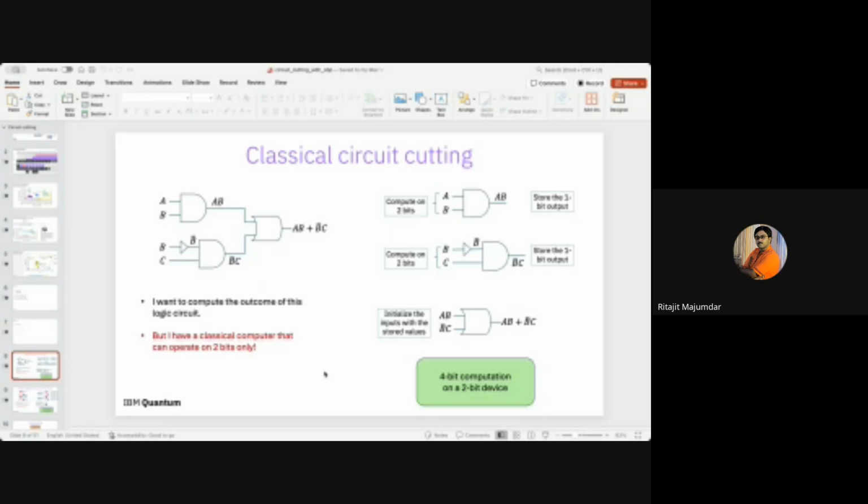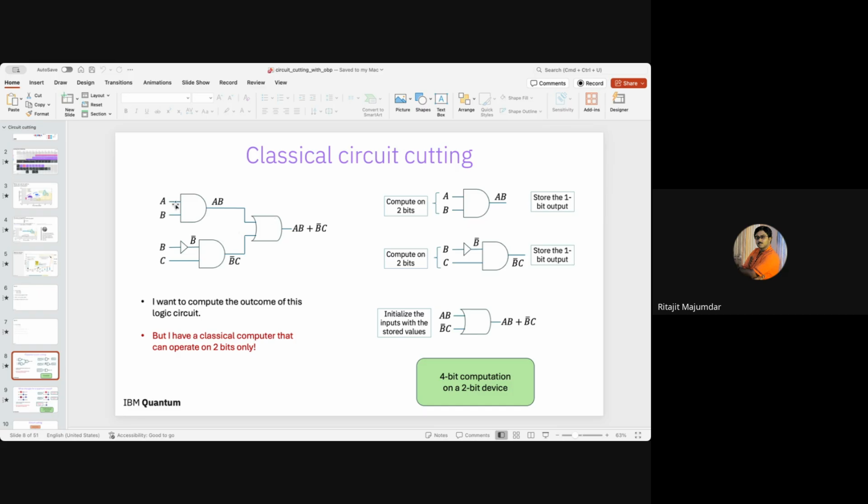So the main idea here, the way it started basically, is that, since you asked for an overview, I'm just giving you an overview. Let's say you have a classical logic function. It requires 4 bits, but you have only 2 bits in your classical computer. So how would you run this 4-bit circuit on a 2-bit machine?